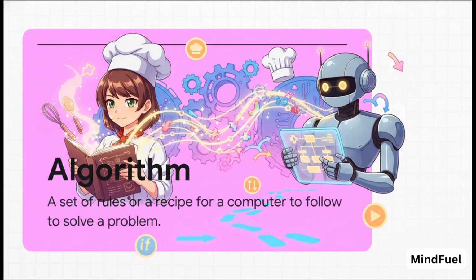So, first up is the algorithm. Now, this word sounds super technical, but the idea is actually really simple. Just think of it as the recipe. It's a step-by-step set of instructions that tells the computer exactly what to do to solve a specific problem. It's the how-to guide for the AI.